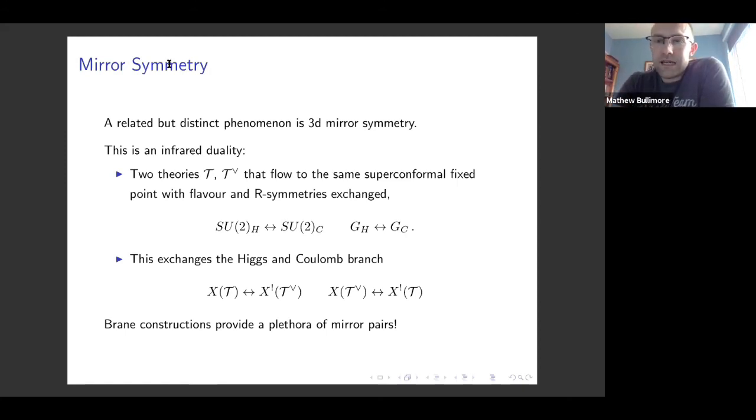And this has the property that it exchanges the Higgs and the Coulomb branch of the two theories in this way. And this can be a really powerful idea because if you know the pair of mirror theories, for example, you can build them using string theory or brane constructions, and one of the branches is much harder to describe than the other, then you can compute, say, the Coulomb branch in one theory by computing the Higgs branch in the mirror. And if you have some handle on what the mirror is from brane constructions or something else, then that can be a very useful and powerful thing to do.